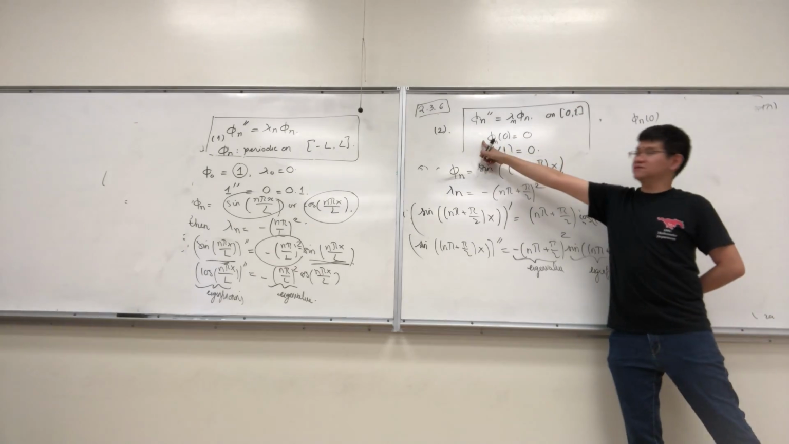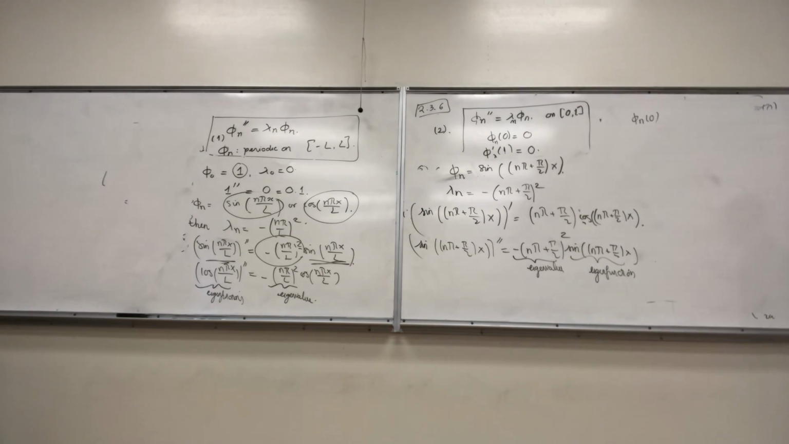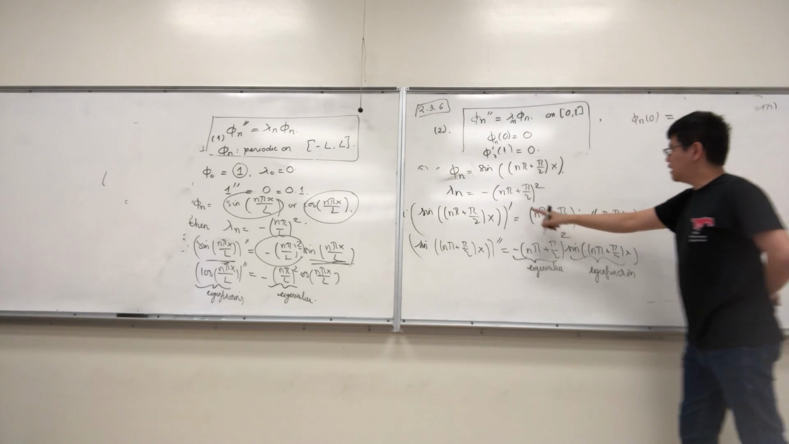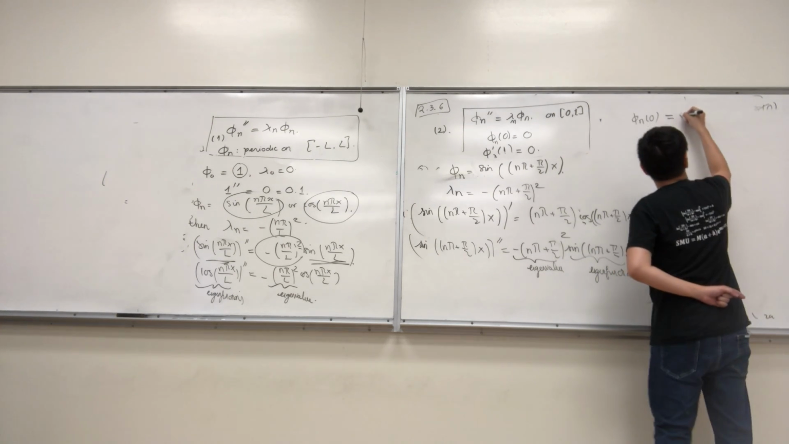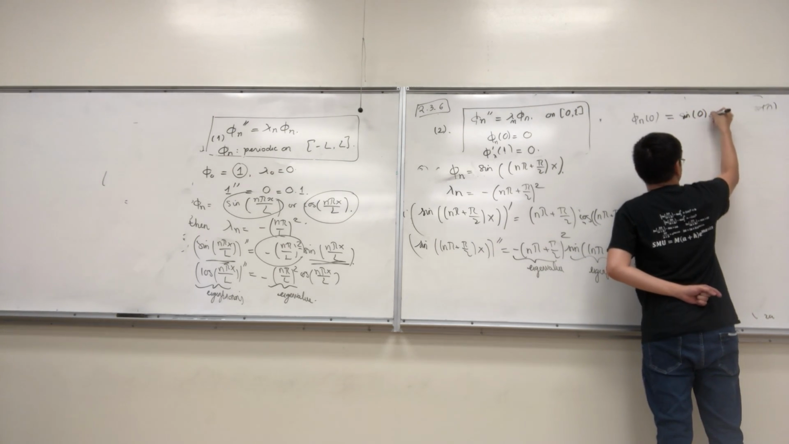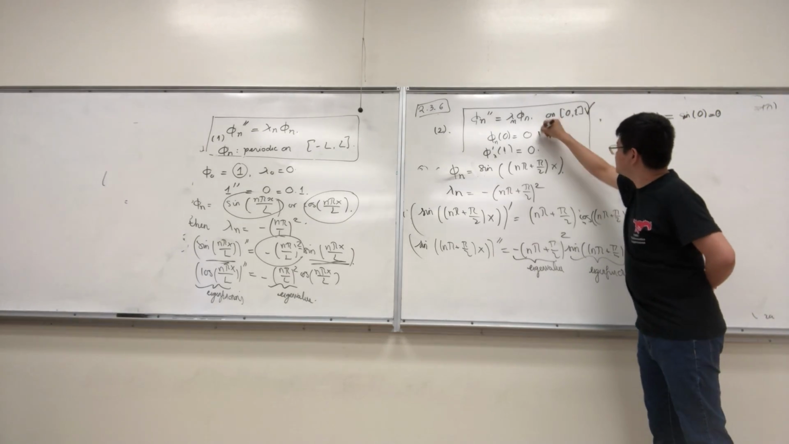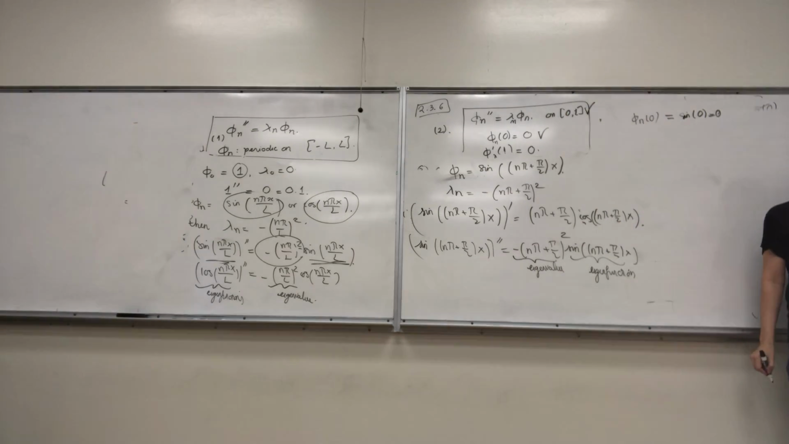So I have just checked the first condition, which is the eigenvalue condition. Now I'm going to check the second boundary condition. So phi n of 0 will be, I have sinus of 0, and this is 0. This is good. So this is checked, and this is also checked, right?